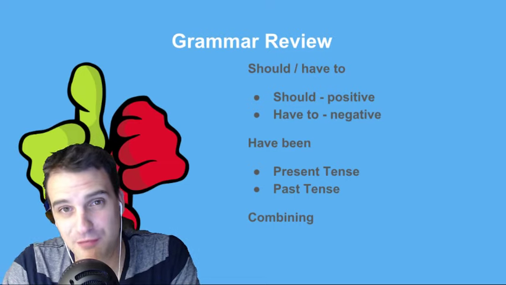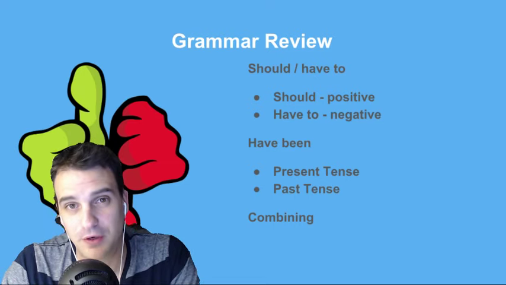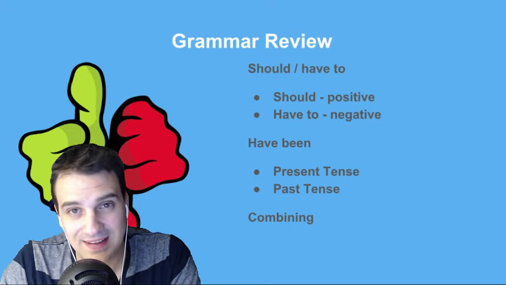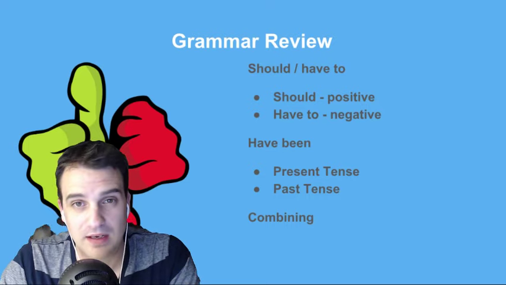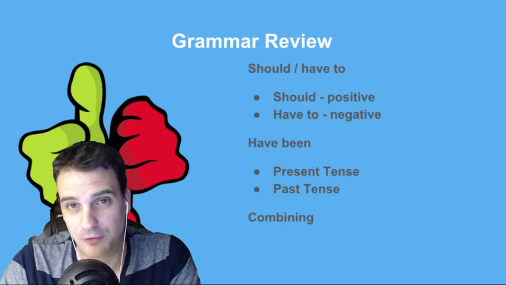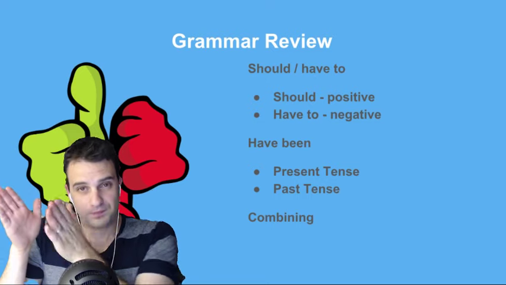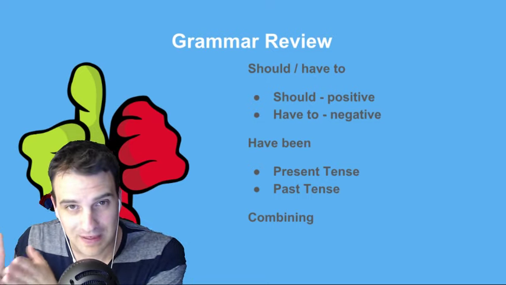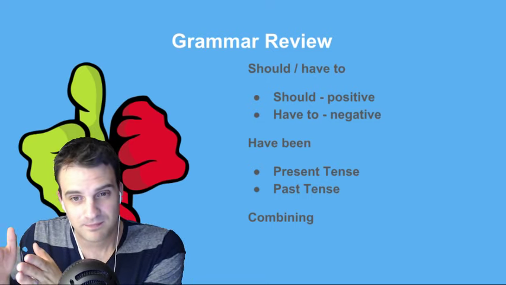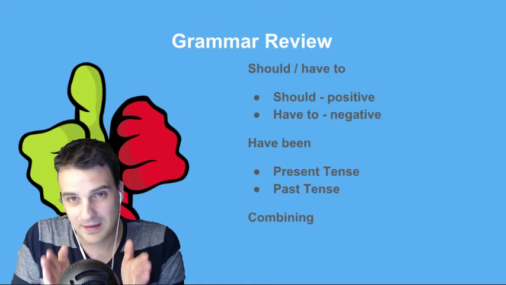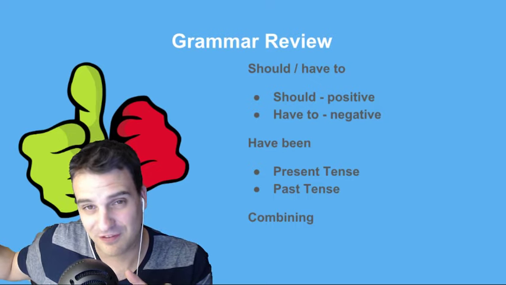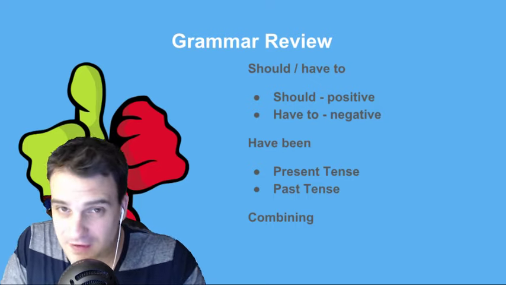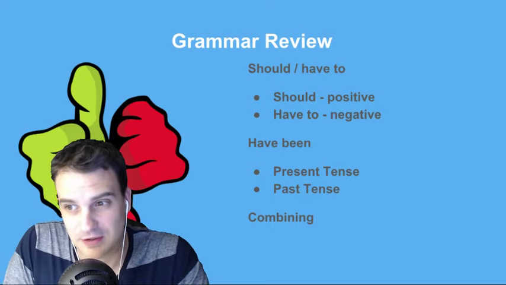Have been. Have been we did 2 weeks ago. Have been is for something you did in the past and you are still doing and you might continue to do. So, you're doing it now. You were doing it in the past and you might continue to do it into the future. You might stop, but you might continue.